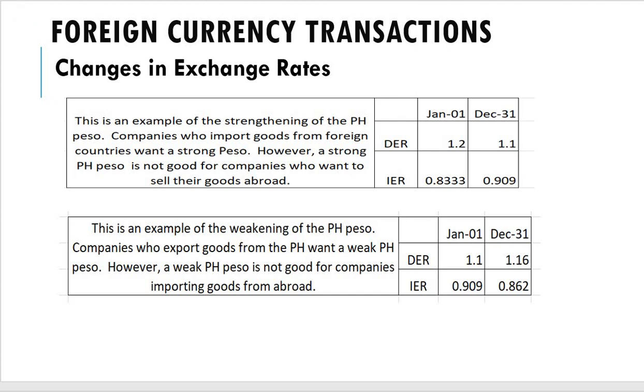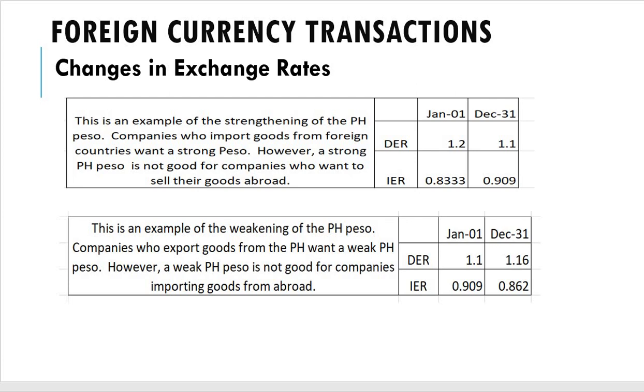So, nag-strengthen yung Philippine peso. It's because we do have lesser peso to acquire foreign currency. So, we'll pay lesser peso to acquire foreign currency, no. And companies who import goods from foreign countries want a strong peso. Why? It's because lesser yung mababayaran niya, 'di ba? However, a strong Philippine peso is not good for companies who want to sell their goods abroad. Of course, that means lesser profit. Kasi lesser would be your sales, di ba? Or yung makokolekta mo. Mas lesser yung makokolekta mo.